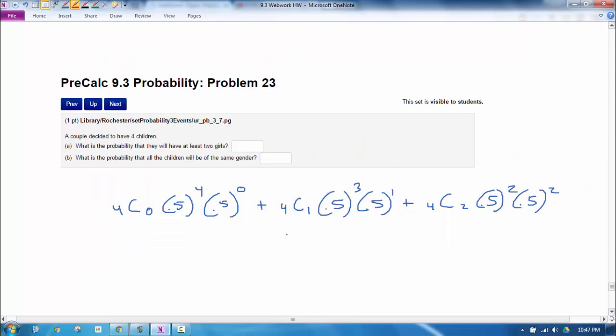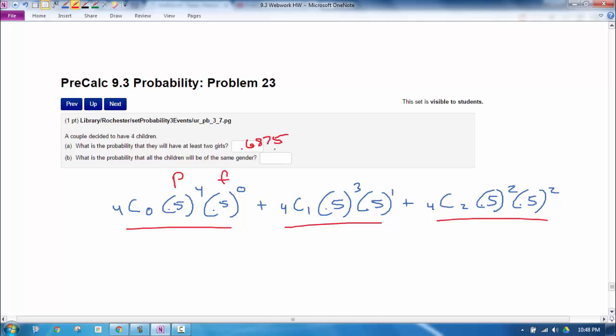Okay, the next problem says a couple decides they have 4 children, the probability that they have at least 2 girls. So we're going to do probability of success is having a girl. There's 50% chance you're going to have a girl. And the probability of failure would be that you have a boy, which is also 50% chance. So if you do the binomial theorem, 4 girls would be this right here. 3 girls would be this term, and 2 girls would be this term. We need to add those up because those are all options that satisfy the condition of having at least 2 girls. So we're going to add those up, and you get 0.6875 if you do that.